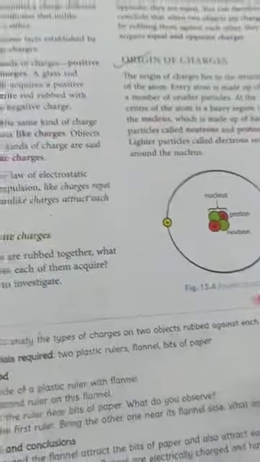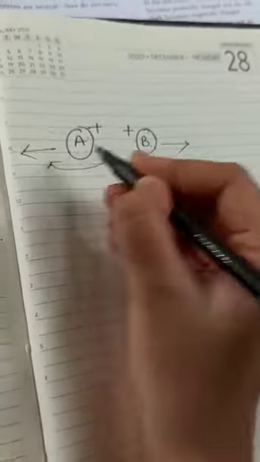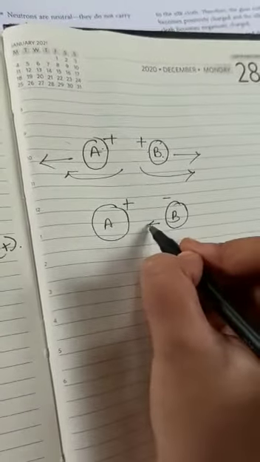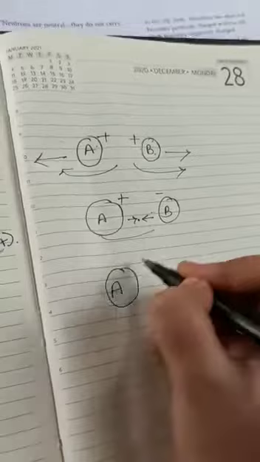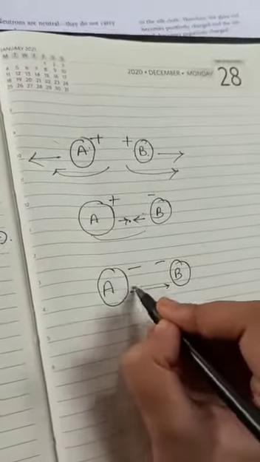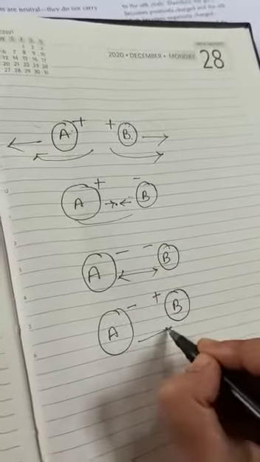Now according to the law of electrostatic attraction, take two bodies A and B. If object A has positive charge and object B also has positive charge, since both the charges are equal, they will repel each other, they will move away from each other. If A is positive and B is negative, they will attract each other. If A is negative and B is also negative, they will repel each other. If A is negative and B is positive, they will attract each other. So this was the law of electrostatic attraction.